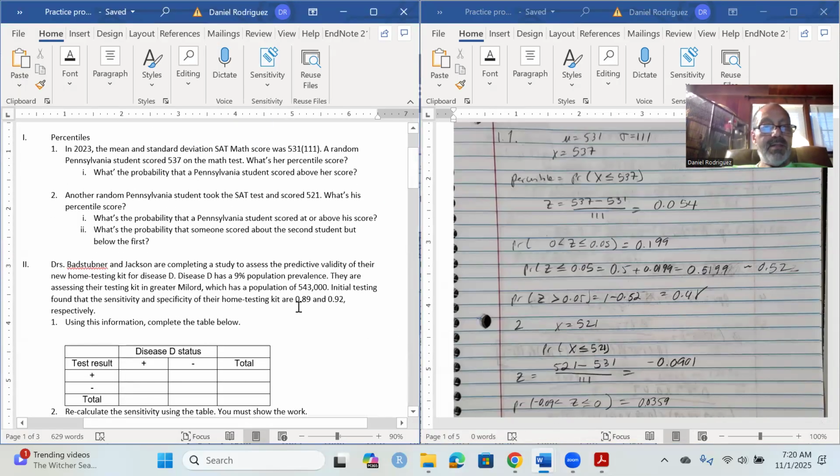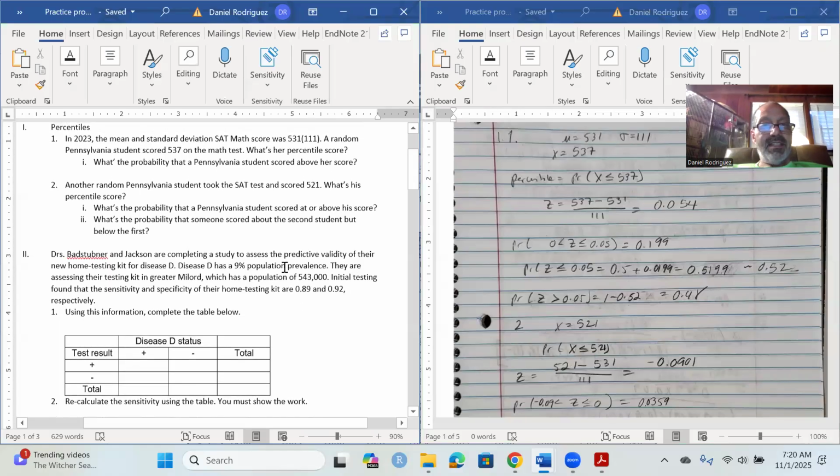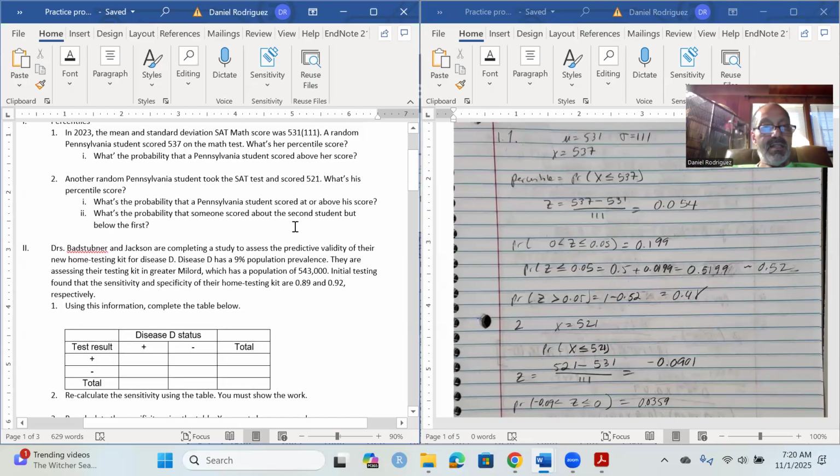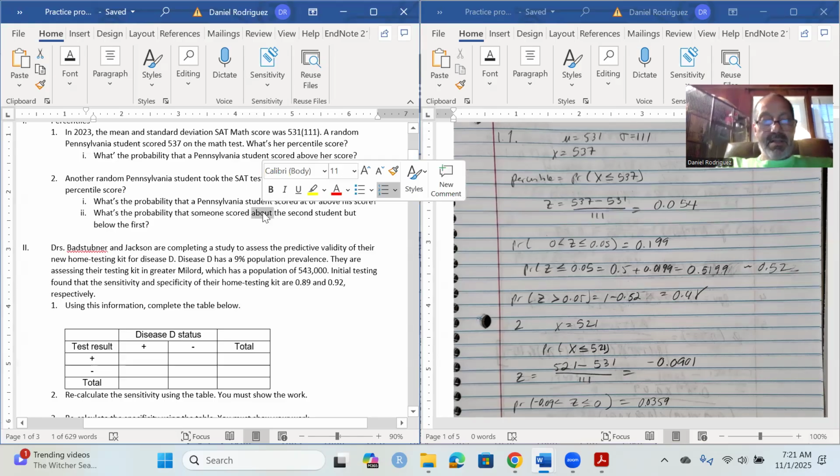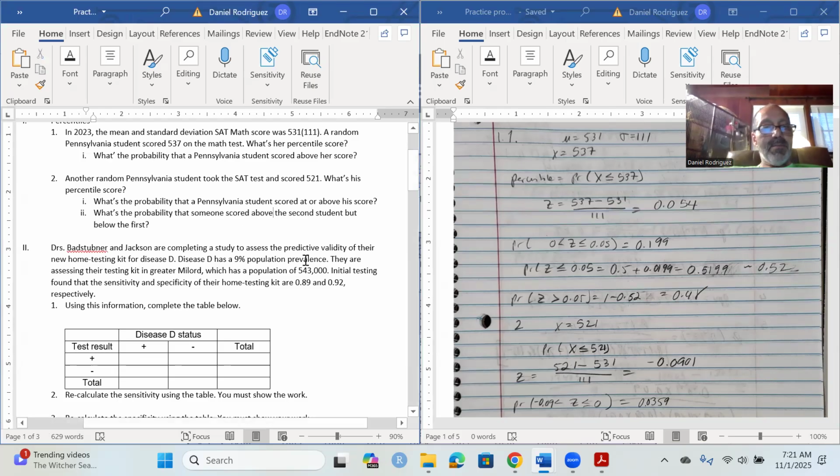Item number 2: another random Pennsylvania student took the SAT test and scored 521. So this person was below. What's his percentile score? Okay, let's see. So percentile score, and then what's the probability that somebody scored above? What's the probability somebody scored above the second student, but below the first student? See, this is where it gets tricky because you've got to be able to do all this stuff.